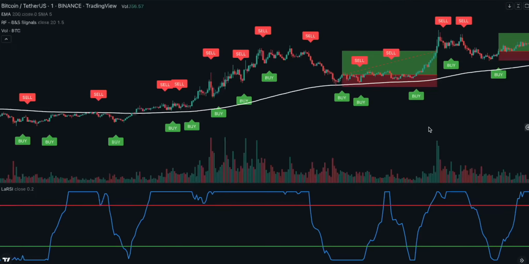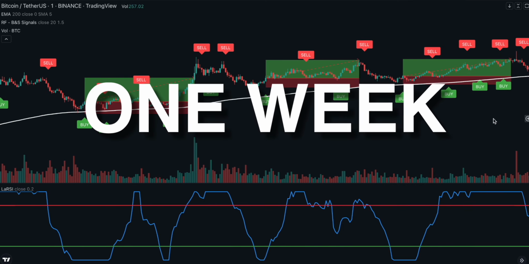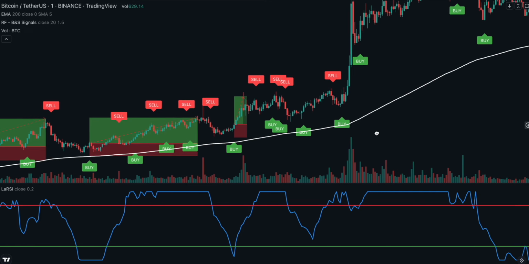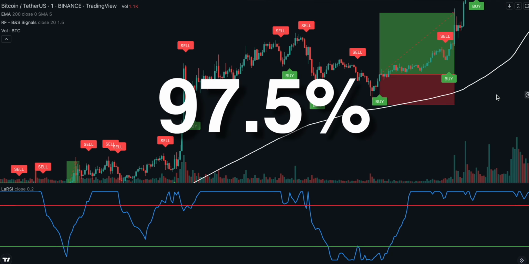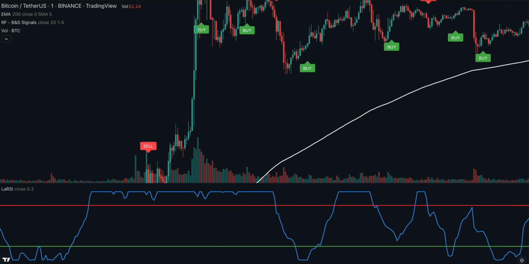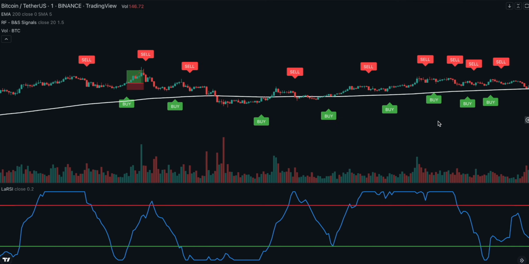Traders, we found a scalping strategy that generated over 800% in profit in just a week. We tested it on the Bitcoin 1-minute time frame and its win ratio was close to 100%. In this short video, we will give you a full tutorial on how to build this amazing indicator setup as well as how to enter trades.